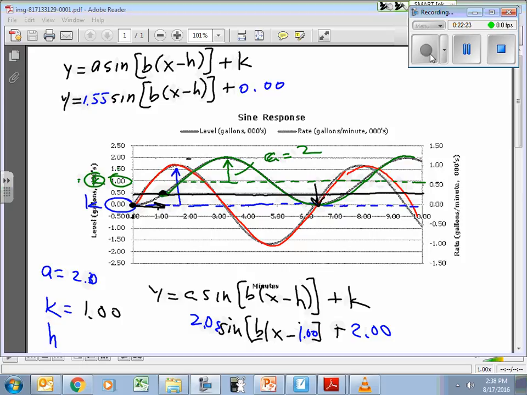Every sine wave formula can be rewritten as a cosine wave. The only part that has to change is the h. In other words, this red line, if I wanted it to be this new equation, all I've got to do is slide it over and then it will match.